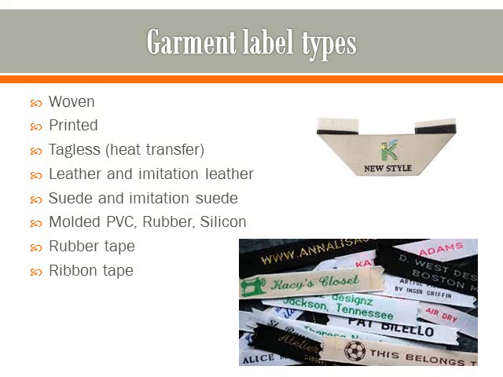The main garment label types that we're going to go over are woven, printed, tagless, which is a type of heat transfer, leather and imitation leather. We'll go over suede and imitation suede, molded PVC, rubber, silicone, rubber tape, and ribbon tape.